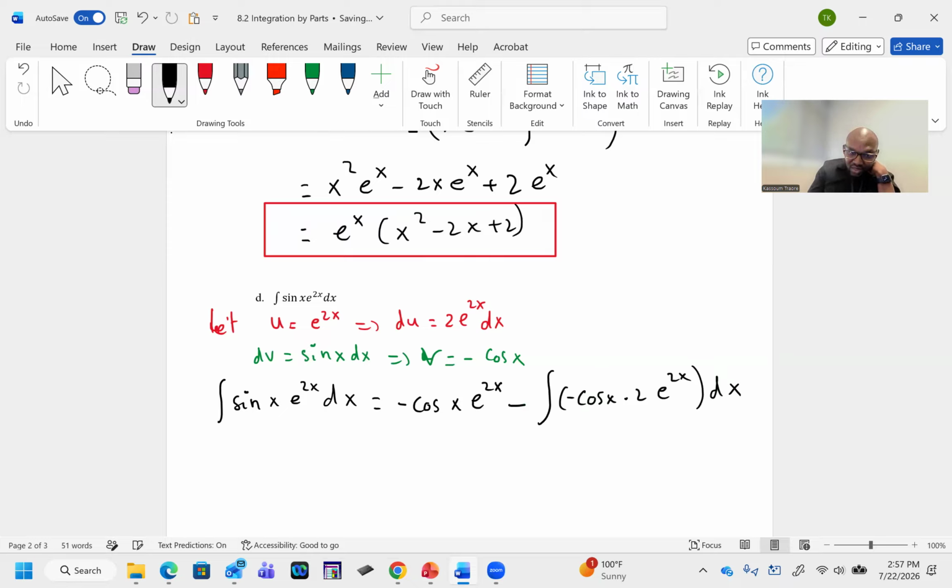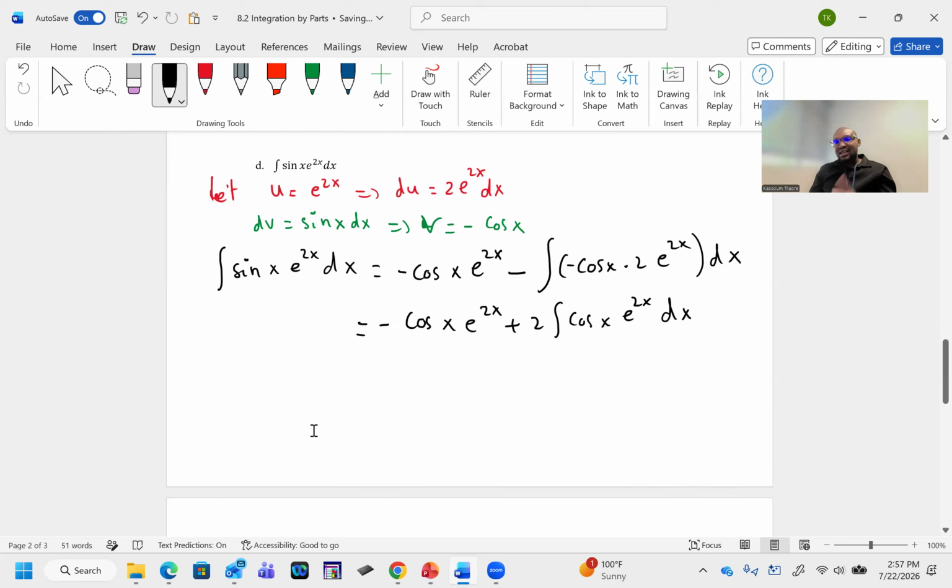Let me rearrange this one a little bit. So basically I have negative cosine of x e to the power of 2x, right? Plus 2 times the integral of cosine of x e to the power of 2x. So you see, this is what I have. So I still have to integrate this one.